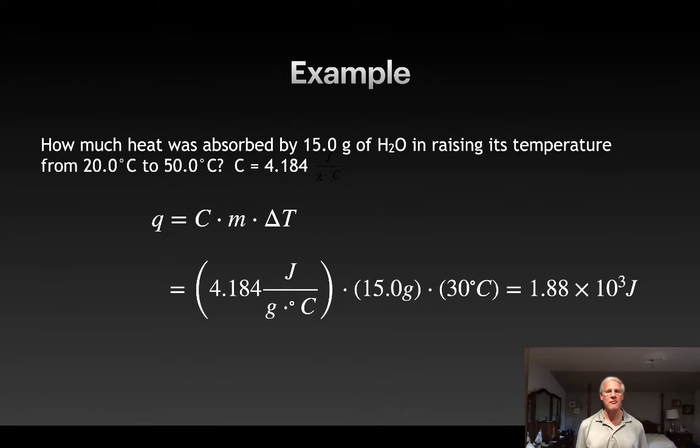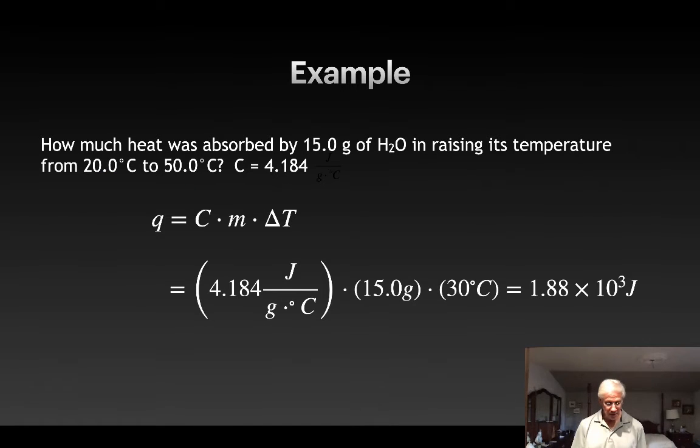So do we have an equation that relates grams, a change in temperature, and specific heat capacity? The answer is yes, we do, because we just saw it. We have Q is equal to C times M times delta T. We're looking for Q, the heat, so we can just apply everything else. We have our value for C, 4.184 joules per gram degree C. We have our mass, 15 grams, and we have our delta T. Very important here, delta T is 30 degrees Celsius. That's the difference between 20 and 50.